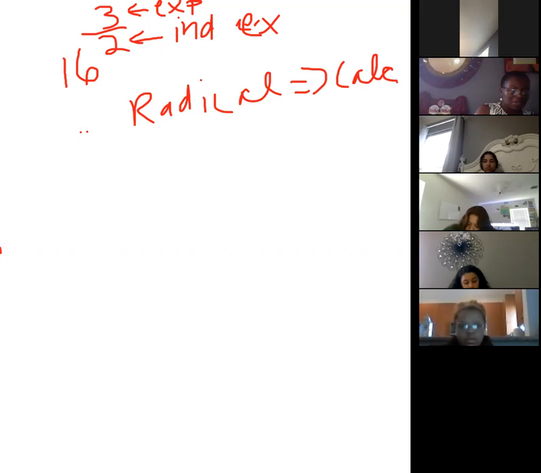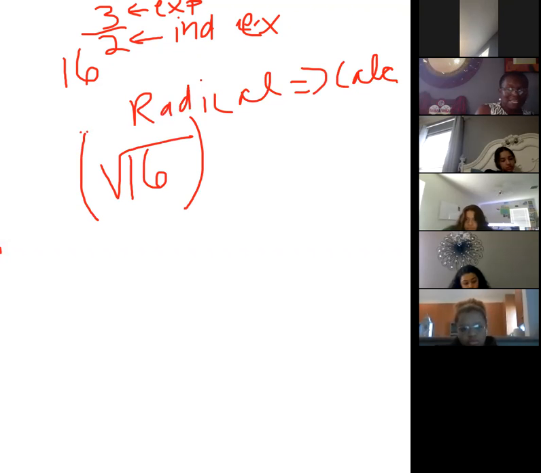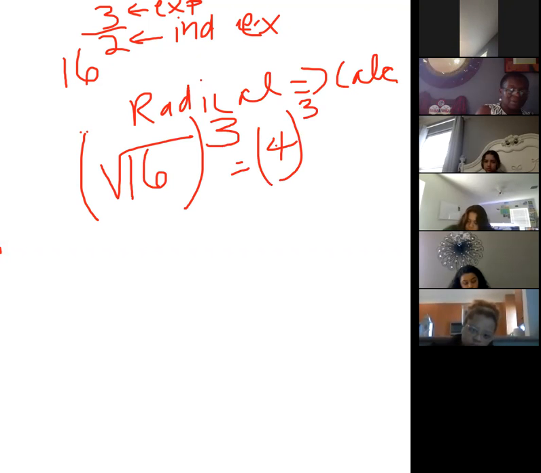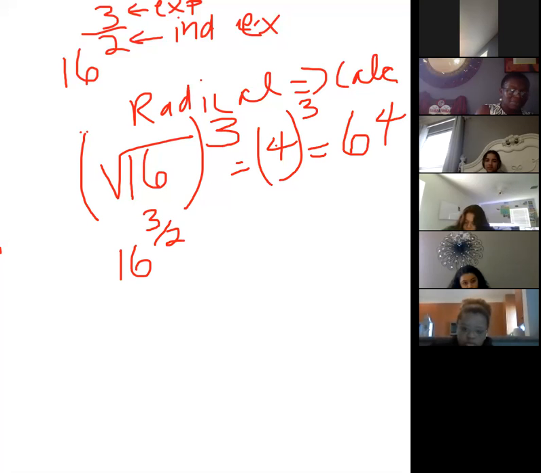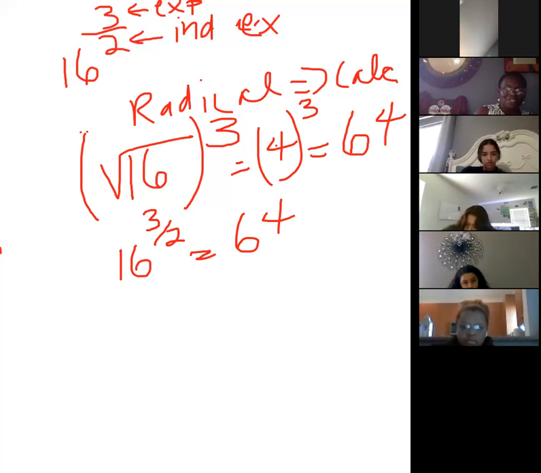So on this one right here, since the denominator is 2, this is telling us to take the square root of 16. And then we take this and raise it to the 3rd power because the numerator is the 3. So when you take the square root of 16, that gives you 4. And then you take the 4 and raise it to the 3rd power. So that gives you 64. So in essence, 16 to the 3/2 power simplifies to 64. Any questions?